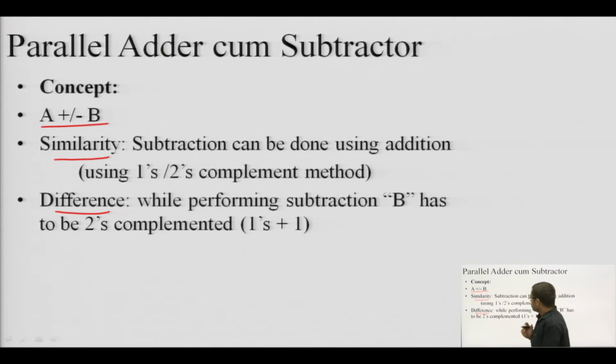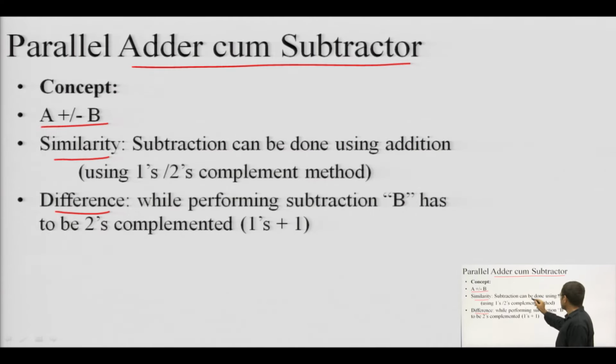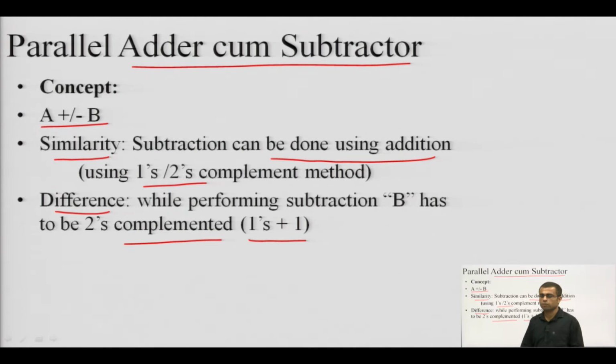Okay. So, using those concepts we will be implementing a parallel adder cum subtractor, that means a single circuit capable of performing both addition and subtraction. Okay. So, the similarity is that subtraction can be done using addition. This is the similarity point, because the 1's and 2's complement methods are actually adding the numbers, and the difference is that while performing the subtraction B has to be 2's complemented, that means 1's complement plus 1. In the addition case we do not have to perform this 1's complement plus 1, but in the case of subtraction, while calculating the difference, we have to do 1's complement plus 1. Okay. So, these are the similarity and difference points.